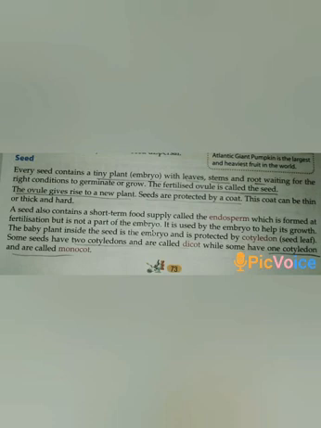A seed also contains a short-term food supply called the endosperm, which is formed at fertilization but is not a part of the embryo. It is used by the embryo to help its growth. The baby plant inside the seed is the embryo and is protected by cotyledon or seed lobe. Some seeds have two cotyledons and are called dicot, while some have one cotyledon and are called monocot.